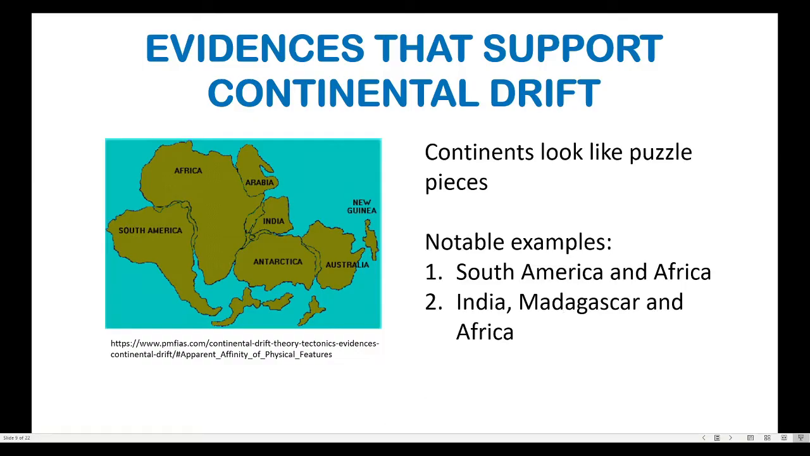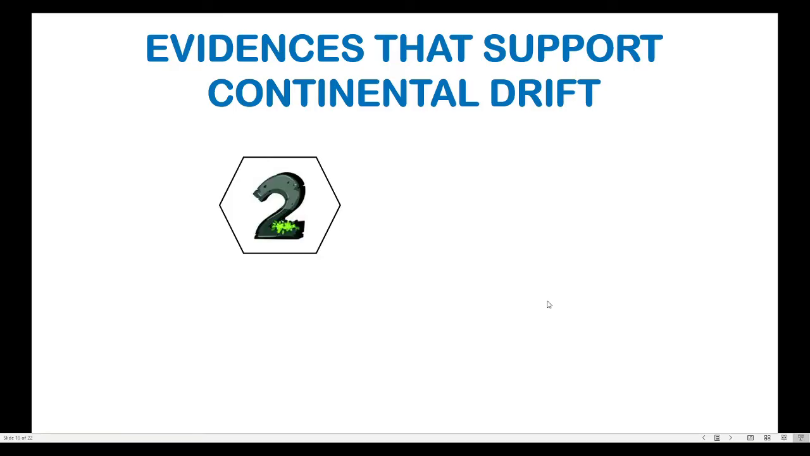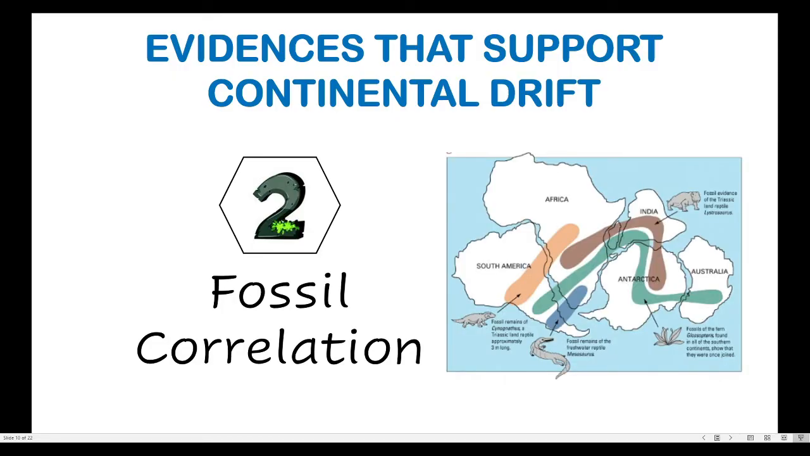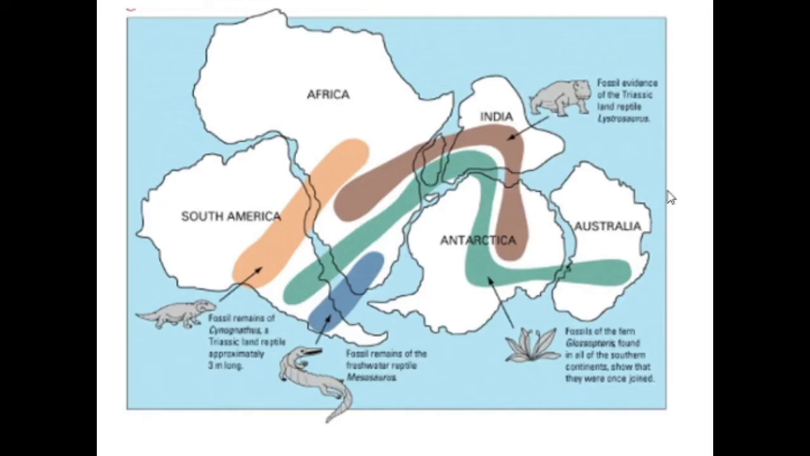Next, the second evidence would be fossil correlation. This evidence is the one being tackled in activity number 1 in your module. As you can see in the picture on the right, we have here a drawing showing South America, Africa, India, Antarctica, and Australia close to each other.